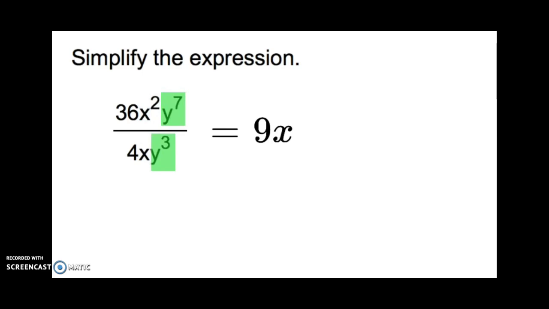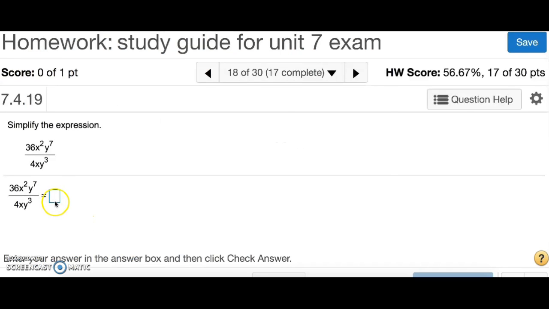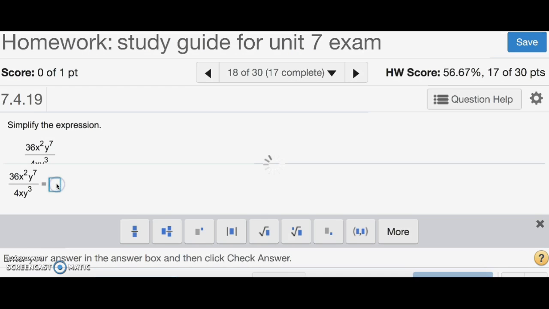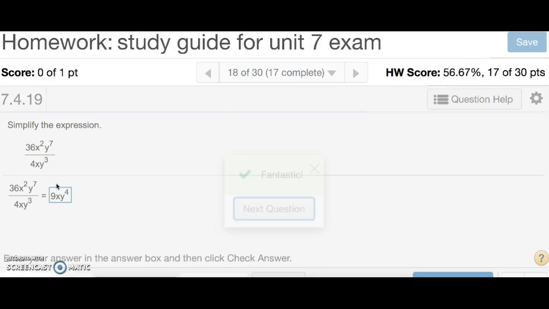Looking at the y's, subtract exponents. 7 minus 3 is 4. So I have y to the 4. So my answer will be 9xy to the 4th power. So I have 9xy to the 4th power. That's number 18.